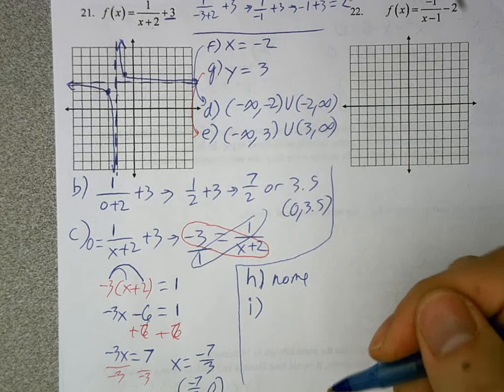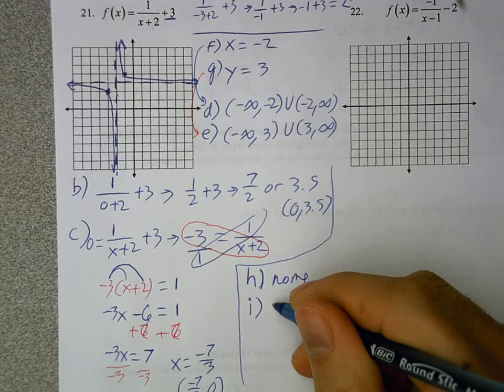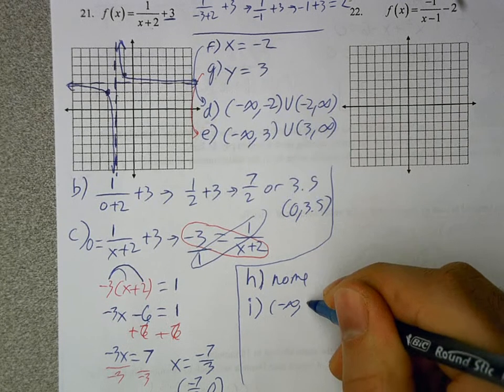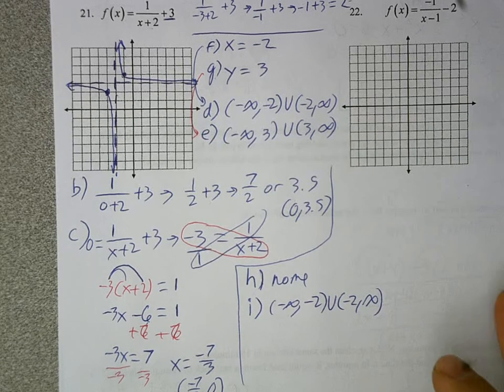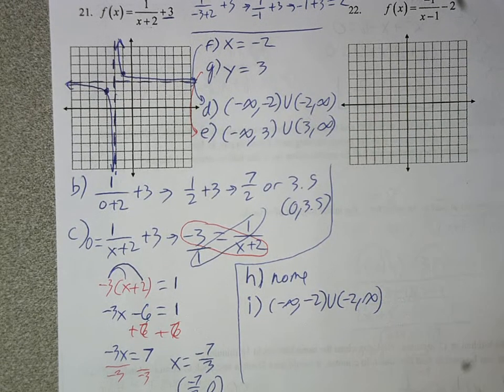I, where is it decreasing? That's the same as the domain. Negative infinity to -2, -2 to infinity. It's decreasing the whole time, except for the break in the graph at the vertical asymptote.